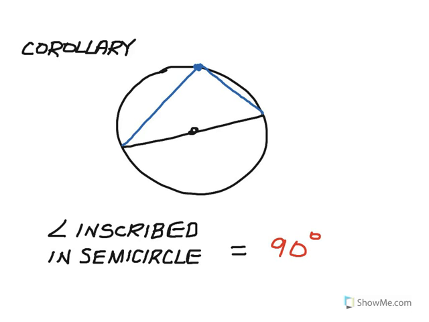Another corollary of the first theorem is that any angle that is inscribed in a semicircle, if you think about it, is cutting off a 180-degree arc. It's cutting off half the circle. So the measure of that angle is always 90 degrees. That's always a right angle. So whenever you have an angle inscribed in a semicircle, it's a right angle.